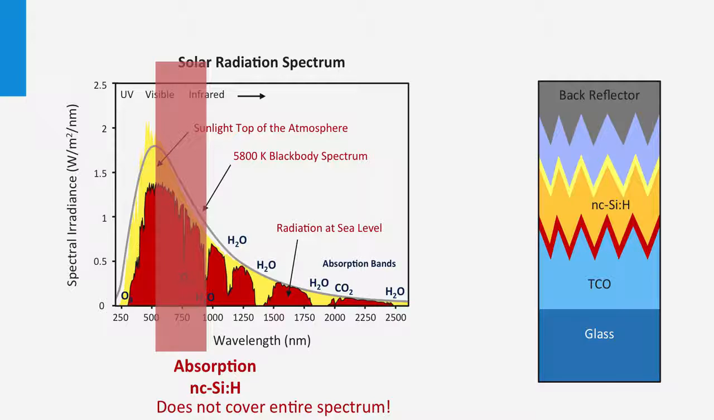The maximum short-circuit current densities obtained are 30 to 31 milliamps per square centimeters, as demonstrated by United Solar in the United States. The highest open circuit voltages are in the order of 600 millivolts. The record conversion efficiency for a single junction nanocrystalline silicon solar cell is 10.7%, as achieved by the EPFL in Neuchâtel, Switzerland. Both the single junction amorphous and nanocrystalline silicon solar cell do not have an optimum spectral utilization.